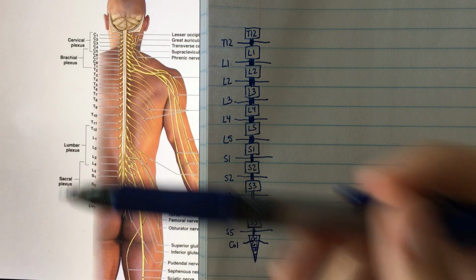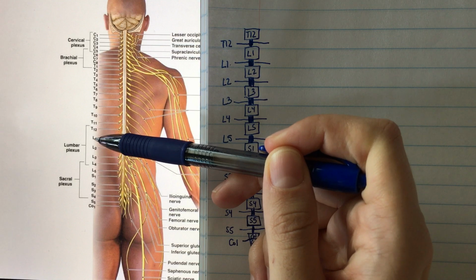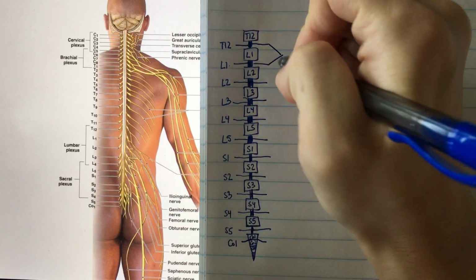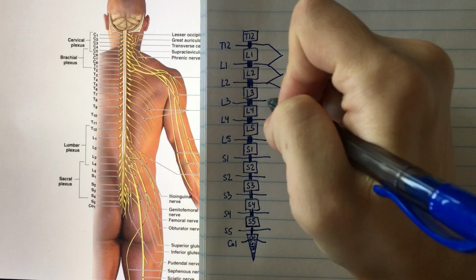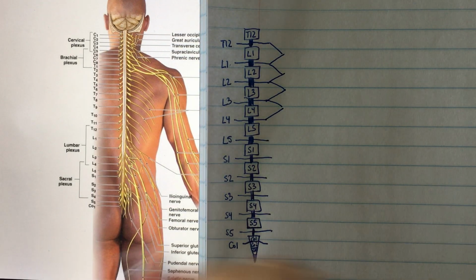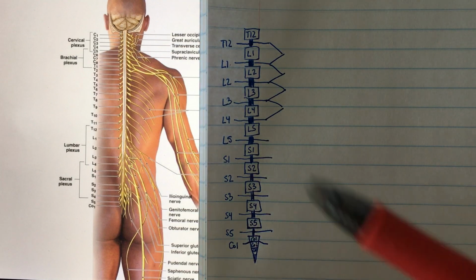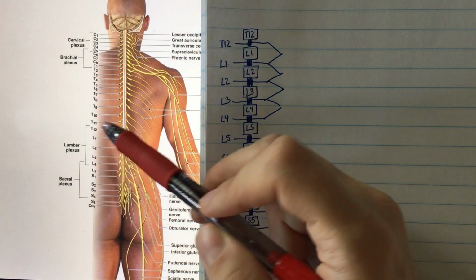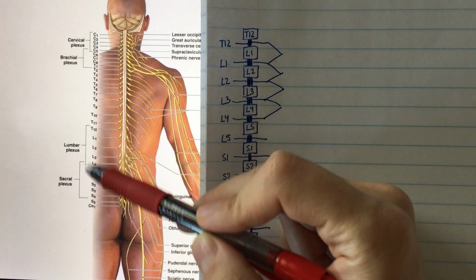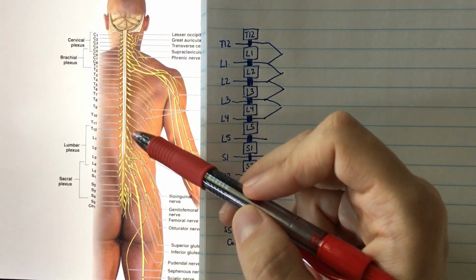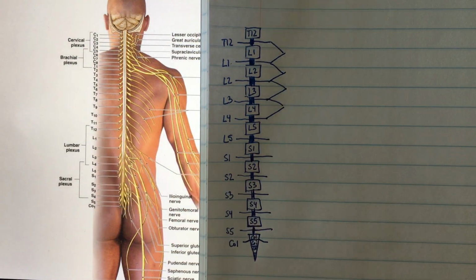Lumbar plexus is formed between T12, L1, L2, L3, and L4. So T12, L1, L2, L3, and L4. And coming out of this plexus will be lots and lots of nerves that actually travel to the structures of the belly, of the back, like in this region right here. Okay, and I'll go over these nerves in a minute.